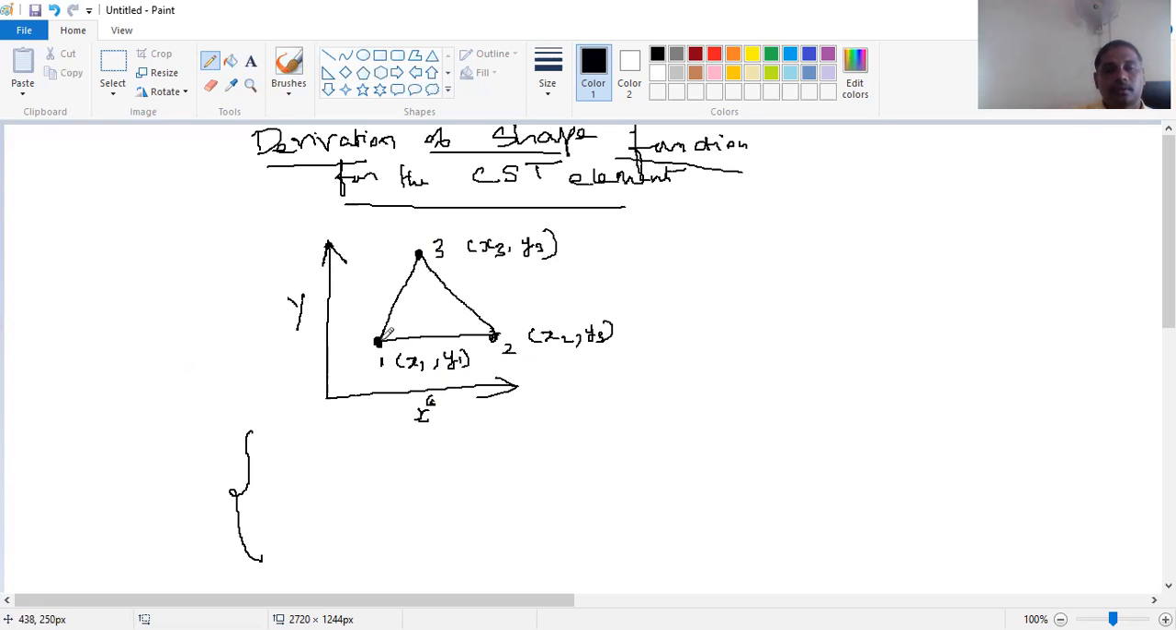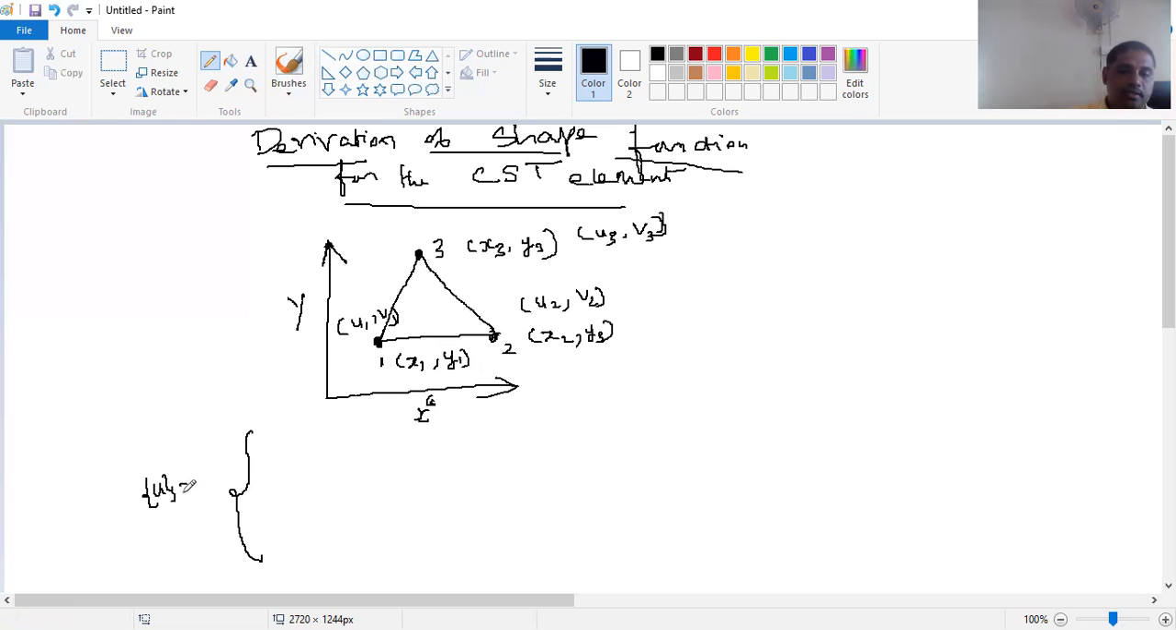Let us assume at node number 1, u1 comma v1 be the deflection. Similarly, at node number 2, u2 comma v2 be the deflection, and node number 3, u3 comma v3 be the deflection. So totally, how many degrees of freedom are there? Totally, we will be having 3 into 2, 6 degrees of freedom.